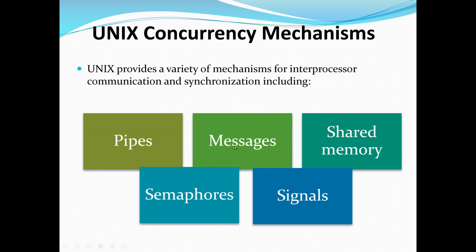So we start with UNIX. Normally, UNIX provides different mechanisms for interprocess communication and synchronization. In this section, we are going to look at pipes, messages, shared memory, semaphores, and signals. Again, in Chapter 5, we talked about the concept of semaphores and also signals.